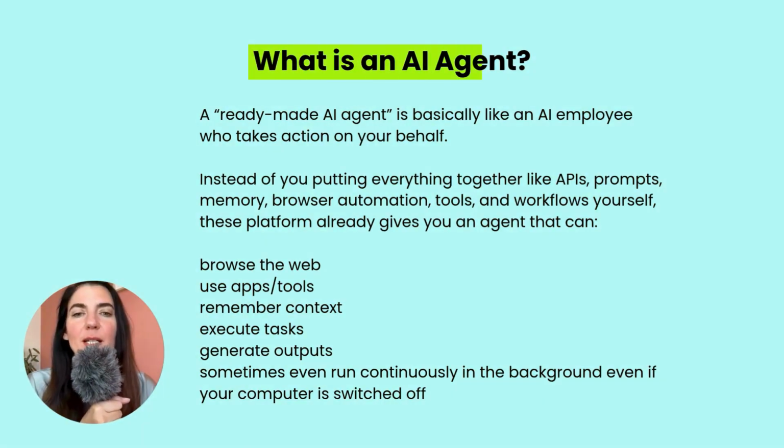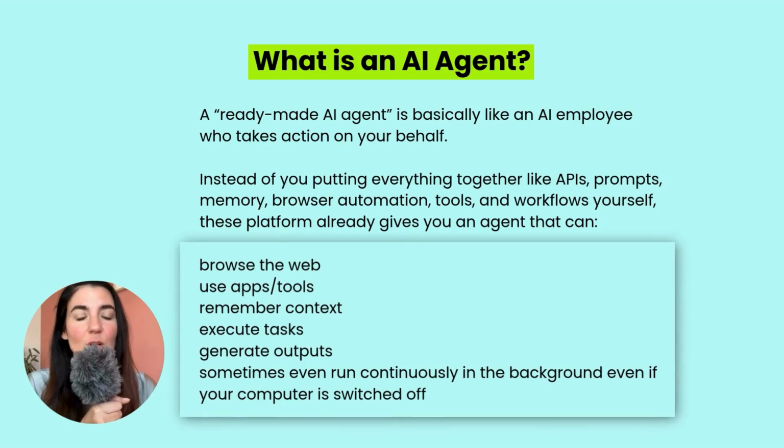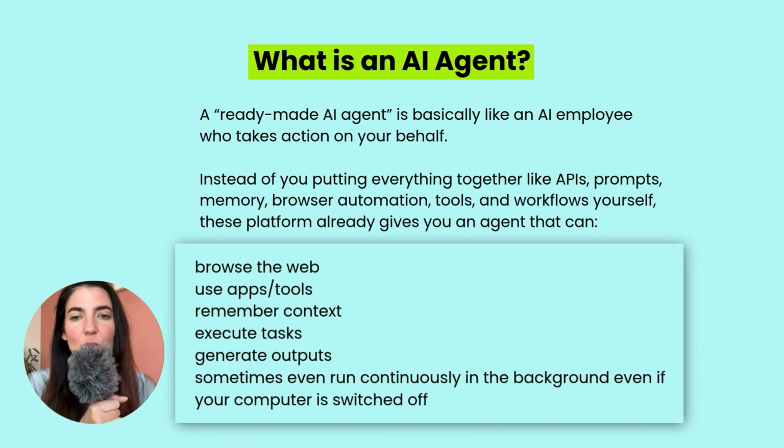What is an AI agent at all? It is kind of like an AI employee that takes action on your behalf. Instead of you putting everything together like APIs, prompts, memory, browser automation tools, and workflows yourself, these platforms already give you an agent that can browse the web, use apps or tools, remember context, execute tasks, generate outputs, sometimes even run continuously in the background, even if your computer is switched off.